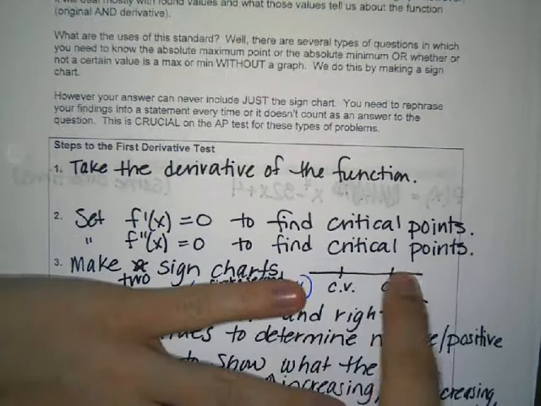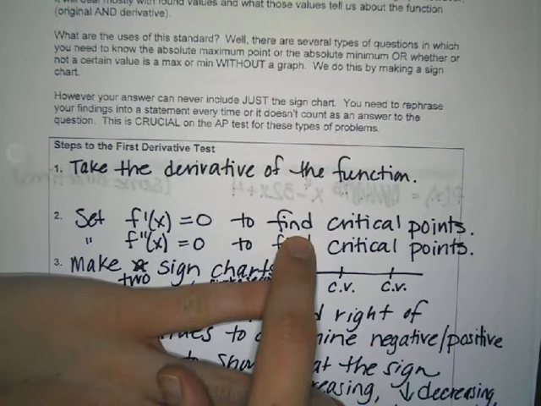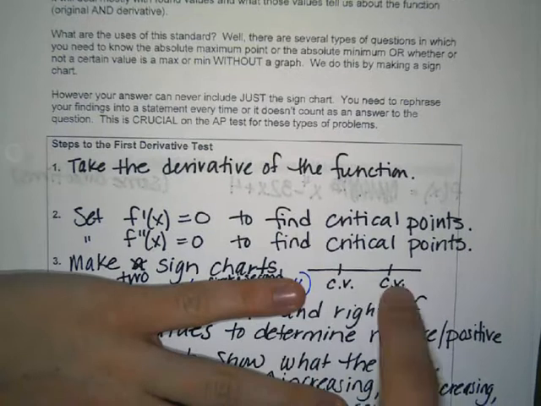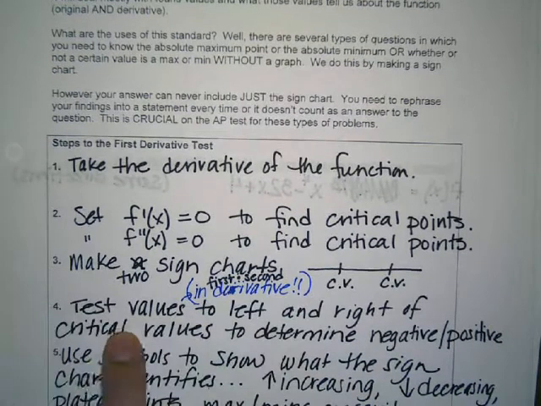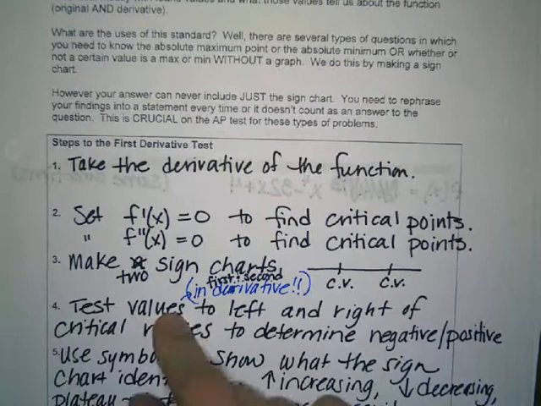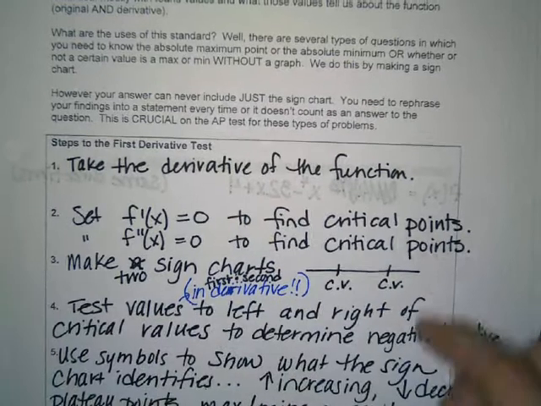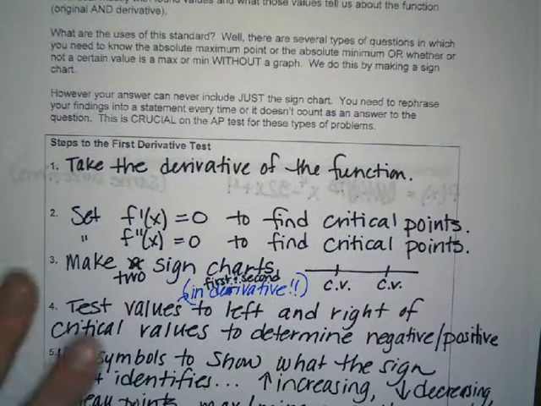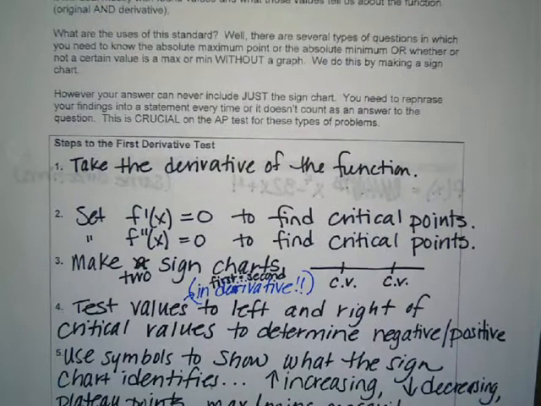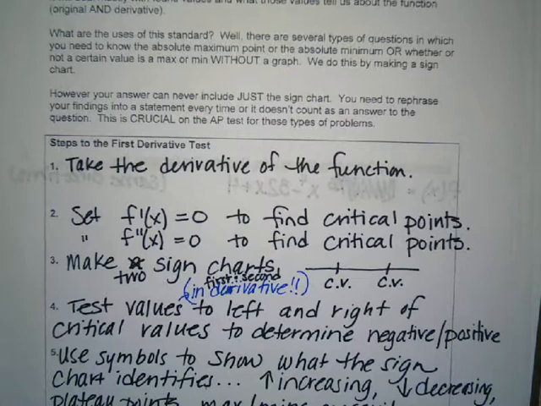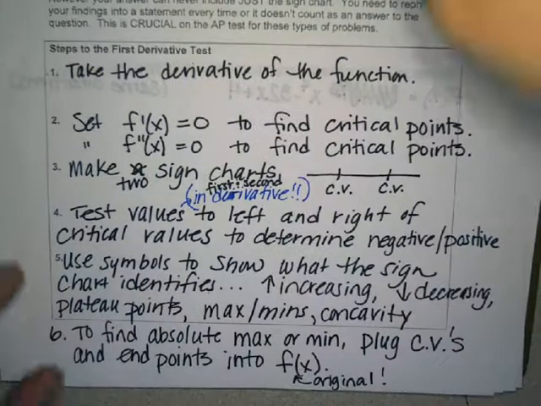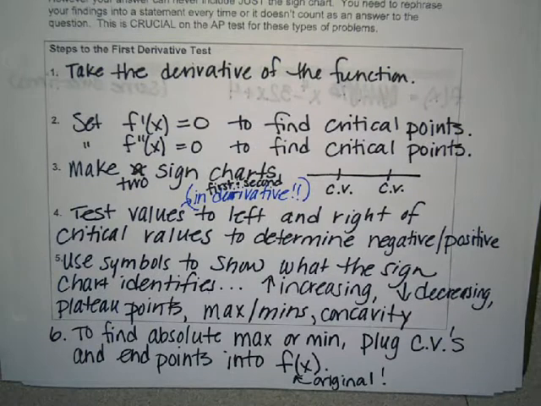We have a line, and then every point that you found in step 2 here, every critical point, you're just going to mark. Then you're going to test values in the first and second derivative because you're going to have two different sign charts, one to represent the first derivative, one to represent the second. But you're going to test values to the left and right of the critical values to determine whether you're negative or positive. Then we're going to use symbols to show what the sign chart identifies.